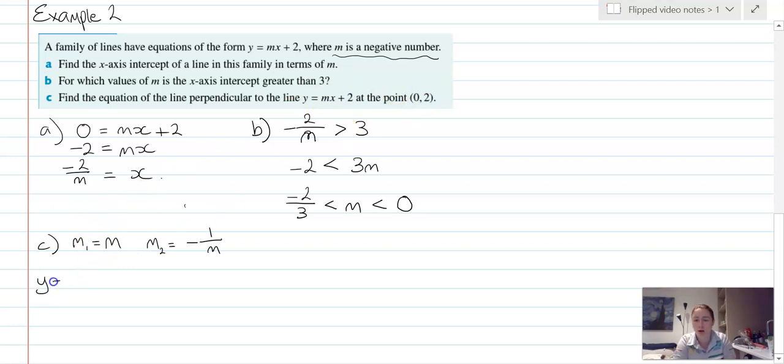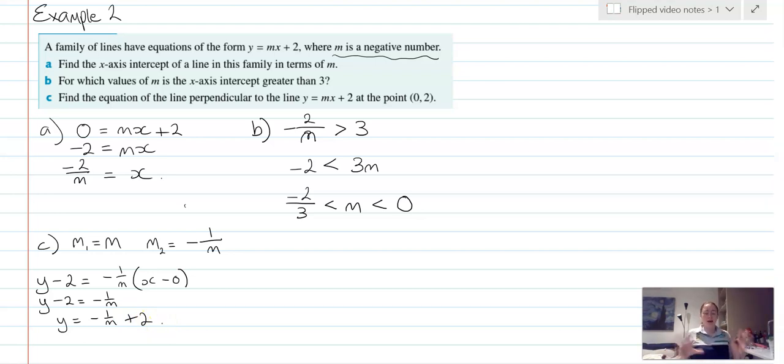So we could say y minus 2 is going to be equal to negative 1 over m times x minus 0. So y minus 2 is just going to equal negative 1 over m times x. So y equals negative 1 over m times x, plus 2. That will be the equation of the perpendicular line.